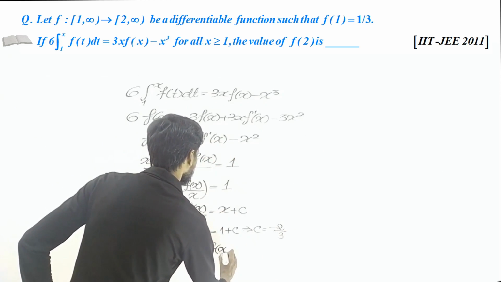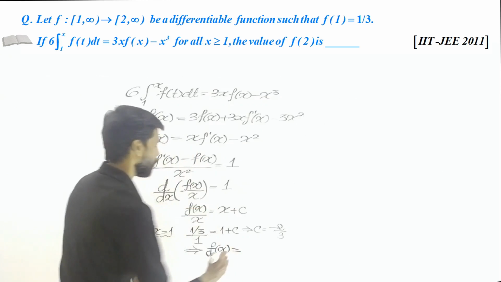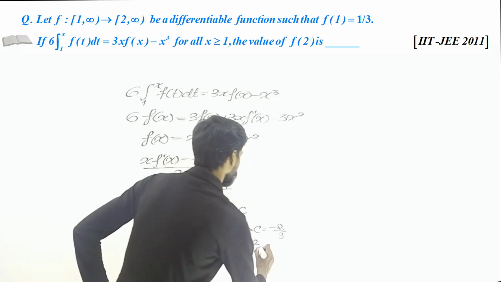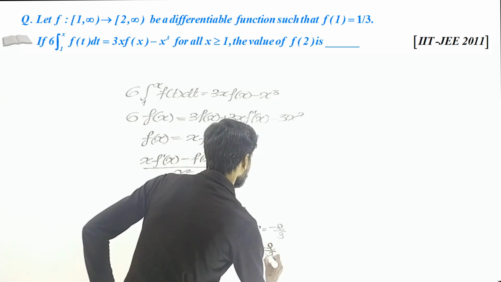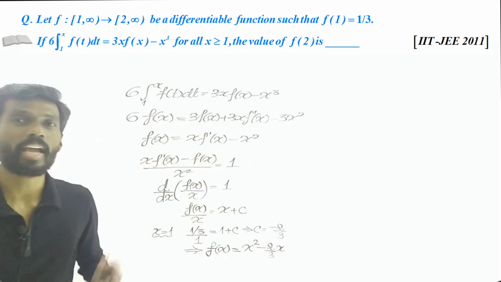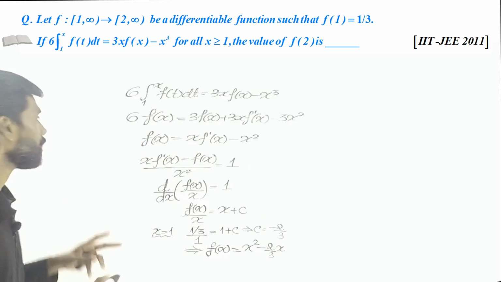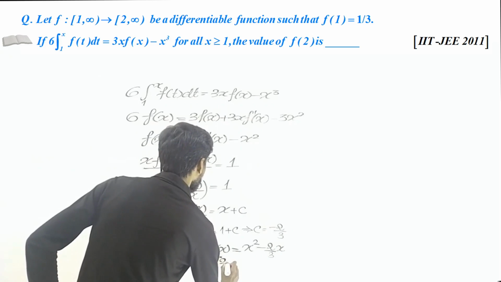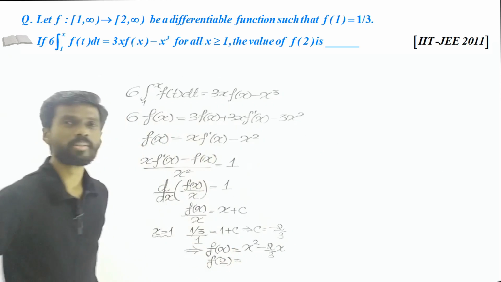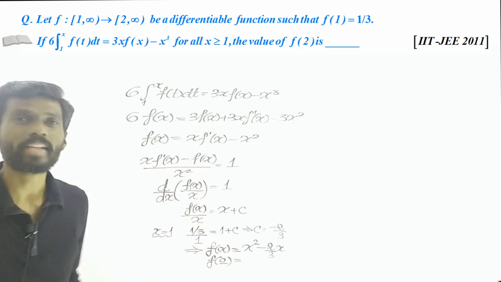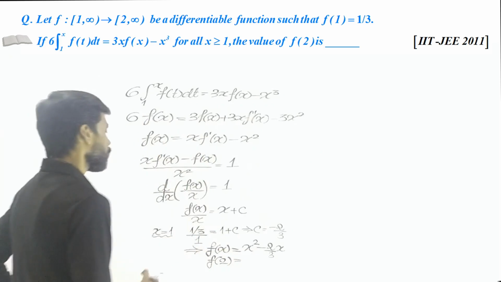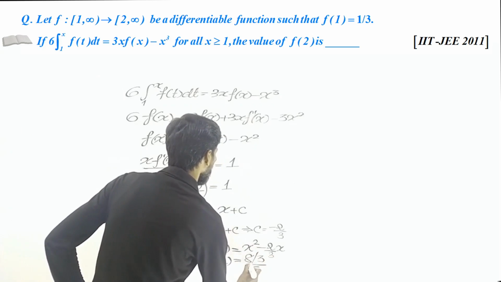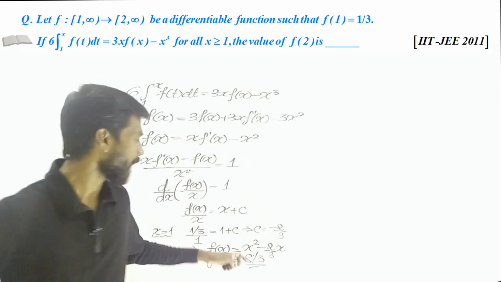So f of x equals, if you multiply, you get x multiplied by x square, and then c multiplied by x, where c is minus 2 by 3. So f of x equals x cube minus 2 by 3 x. So this is the function f of x. Now whatever is asked, we can find it. f of 2 is asked in the question. So f of 2 equals, simply substitute, 8 minus 4 by 3, which is same as 20 by 3. That is the required answer. So f of 2 is simply 20 by 3.